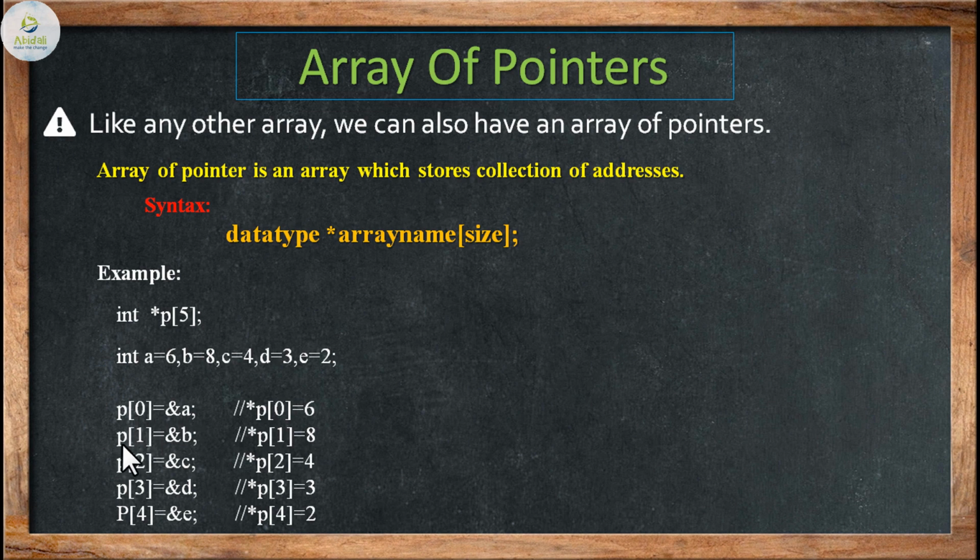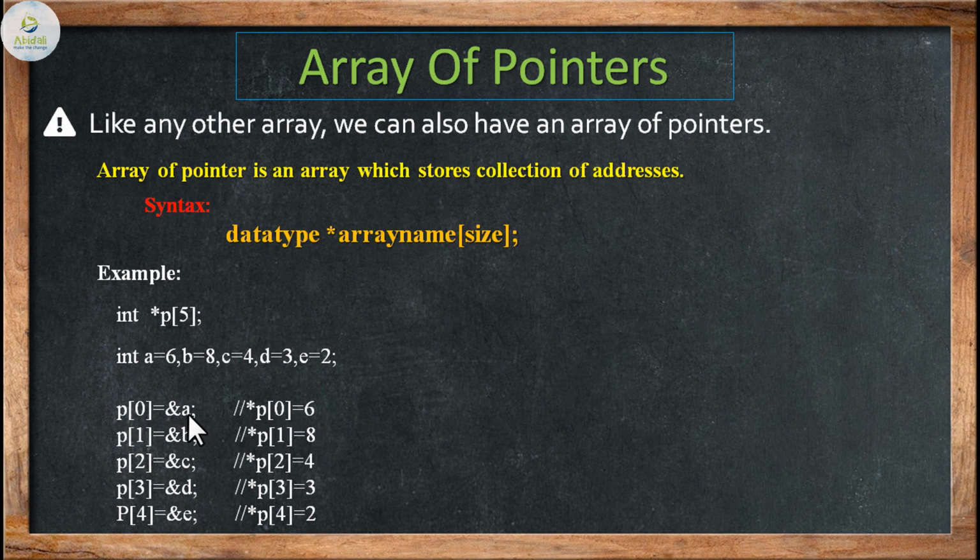Similarly, the pointer array will be storing the next address, that is, at location 1 it will be storing the address of B, and similarly C, similarly D, similarly E. When I say this is the address of operator, then when I apply the value at operator or indirection operator, when I say value at P of 0, P of 0 is pointing to whom?